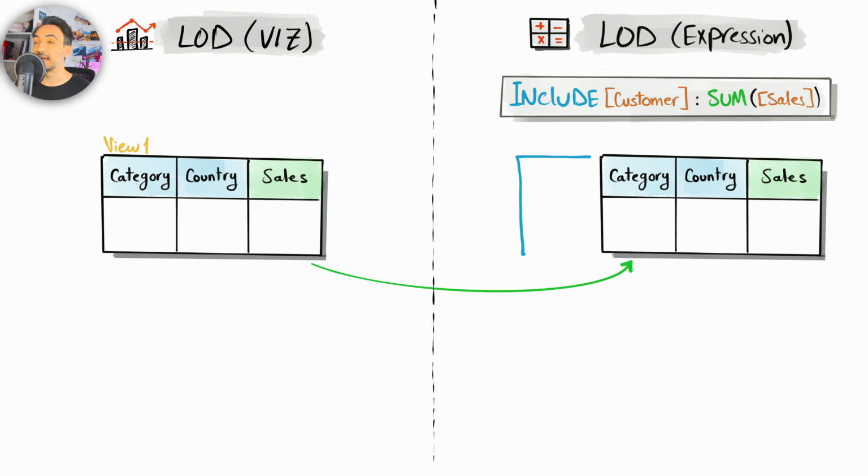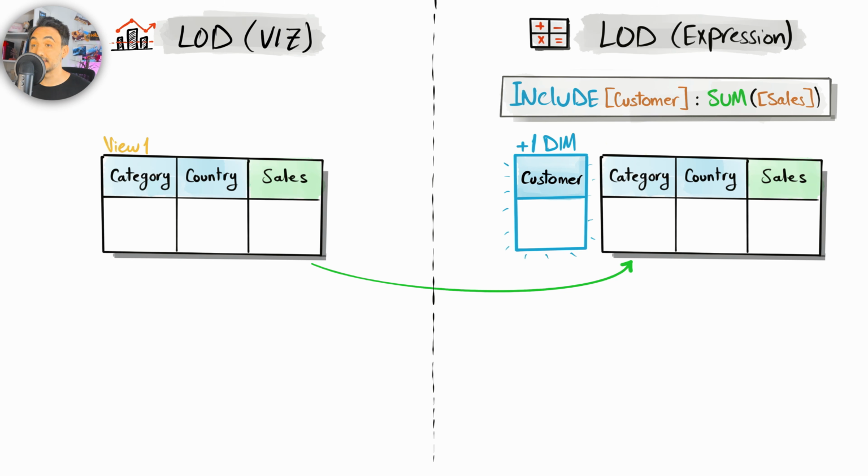So here again, it's very dynamic. Tableau gonna take the dimensions that are presented in the visualizations, the category and the country, and add to it a new dimension, the customers. And the function include is very similar to the exclude. It is dynamic, so it is depending on the dimensions that we have inside the visualizations.